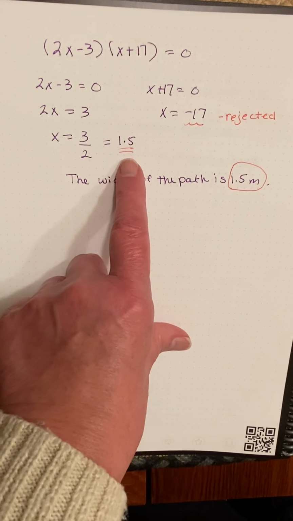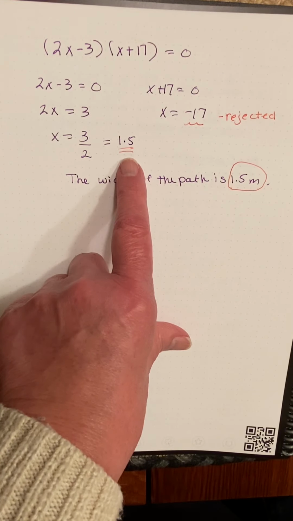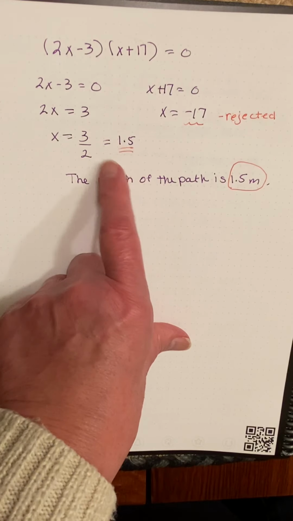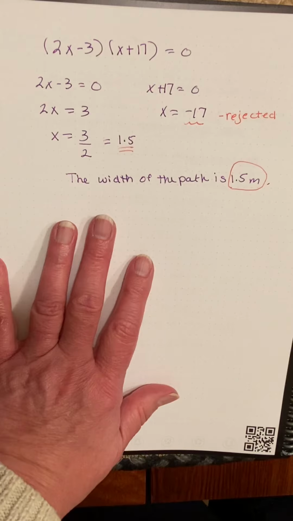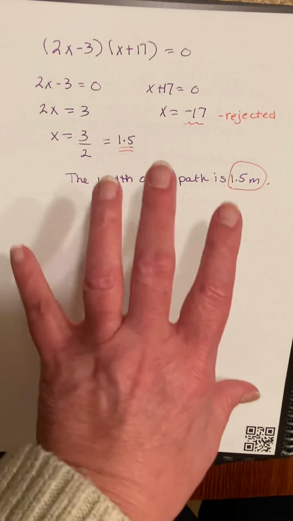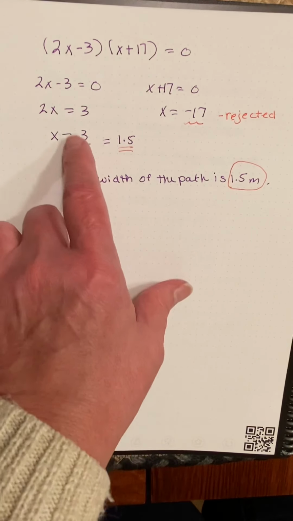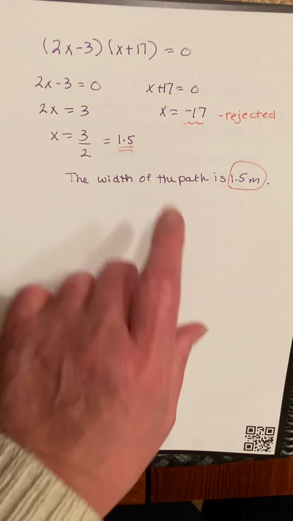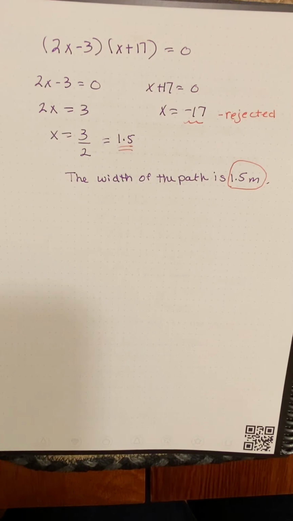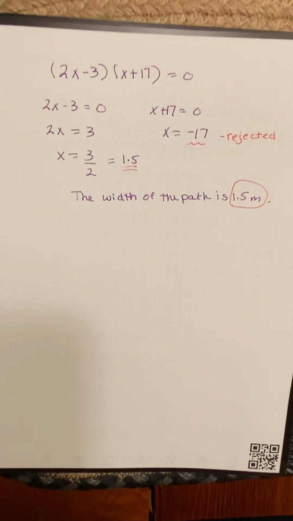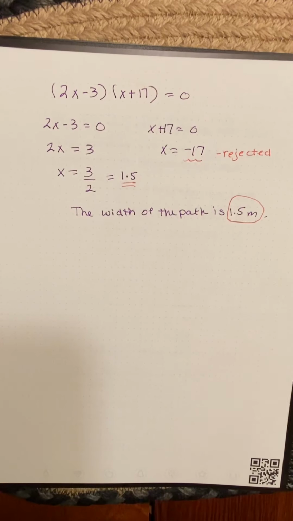Now, the reason I chose 1.5 is because you rarely say the width of the path is 3/2 meters. We don't talk that way. We don't measure that way. In this case, because it's a measurement, we actually take that improper fraction and turn it into a decimal, which is 1.5. Okay. There's the logic, there's the thinking, there are all the steps. Do good math.